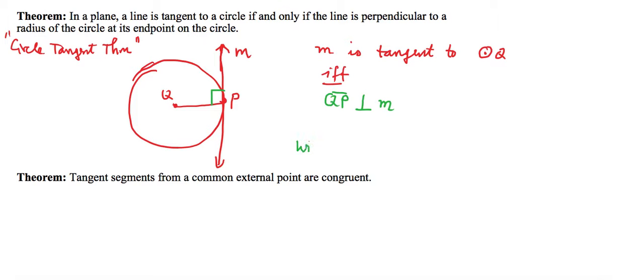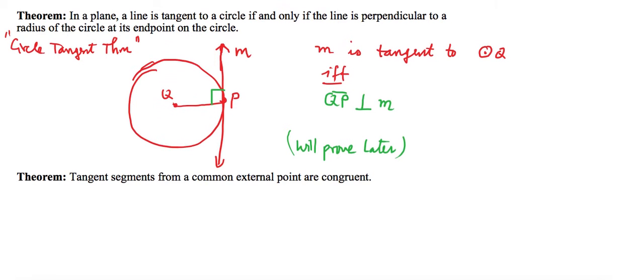We will prove this later. The proof is a little bit challenging, but also very, very beautiful. For now, the main takeaway is for you to understand what the theorem says, what the conditions are. You have a line that looks like it touches the circle. That line is tangent to the circle if and only if it is perpendicular to one of the radii at that point.